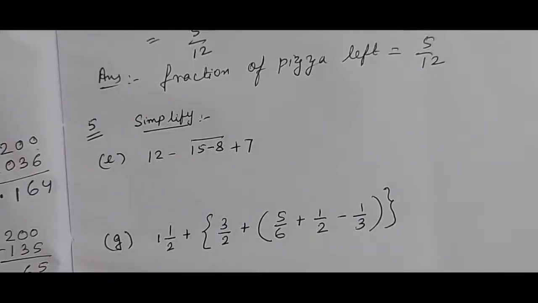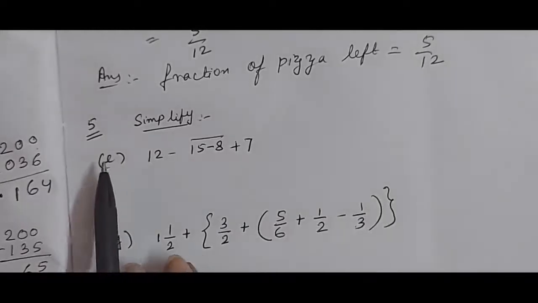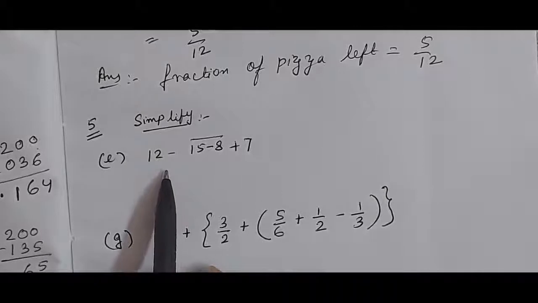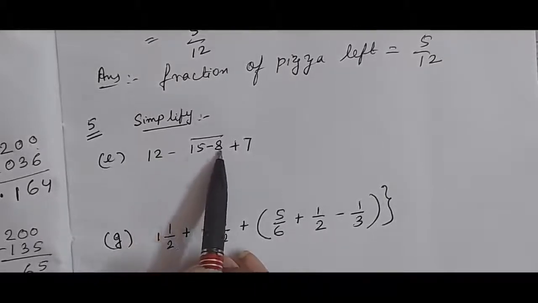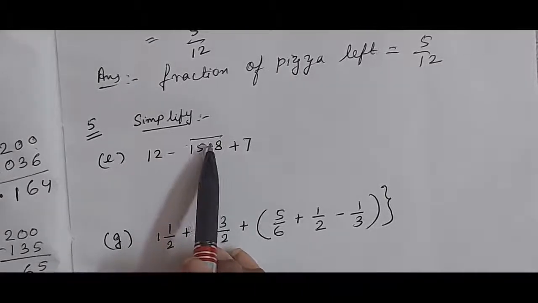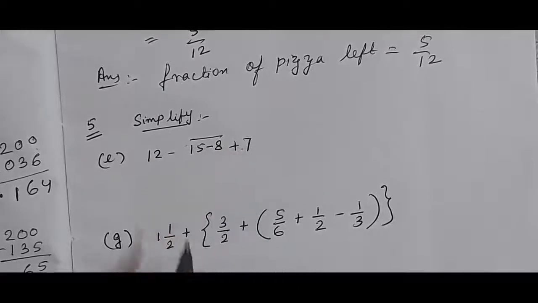Now let us solve some questions from question number 5, part E. The question is 12 minus 15 minus 8, bar bracket is there above 15 minus 8 plus 7. So let us solve the bar bracket first.